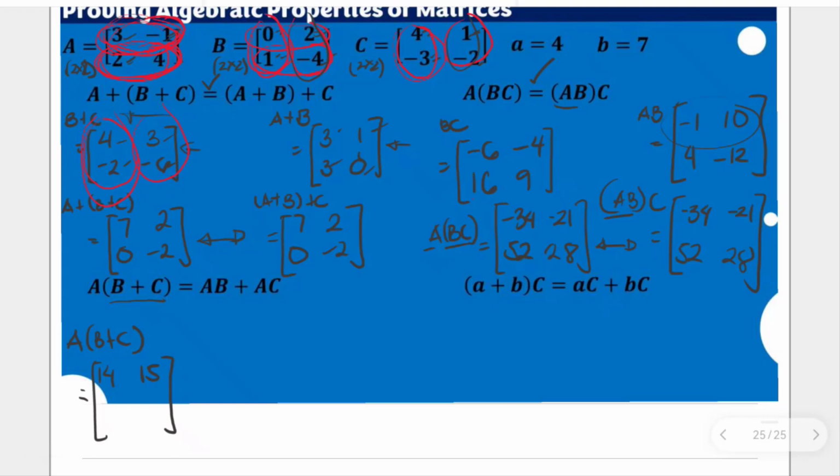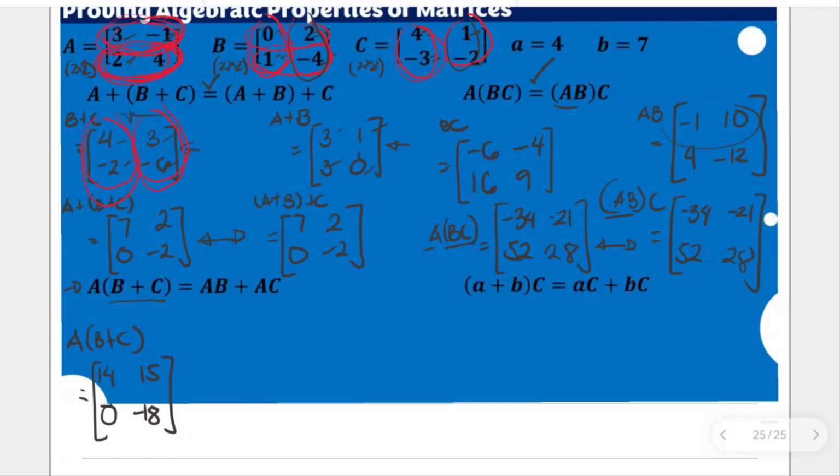2 times 4 is 8. 4 times negative 2 is negative 8. 8, negative 8, 0. And finally, for this first part, 2 times 3 is 6. 4 times negative 6 is negative 24. Positive 6, negative 24, I have negative 18. This is for the entire left-hand side of the left distributive law. Now we are going to add AB and AC.